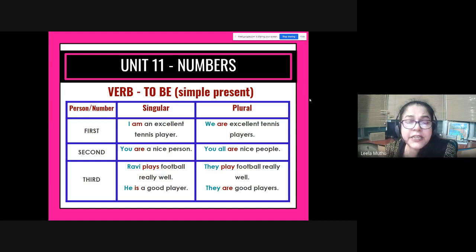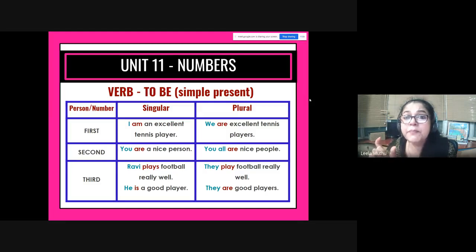Now take the verb to be. It's a state of being. Supposing you want to say I, this is the first person singular. I am happy. I am. It's a state of how I am. I am happy. First person singular. I am an excellent tennis player. Now, plural. The first person plural is we. We are excellent players.